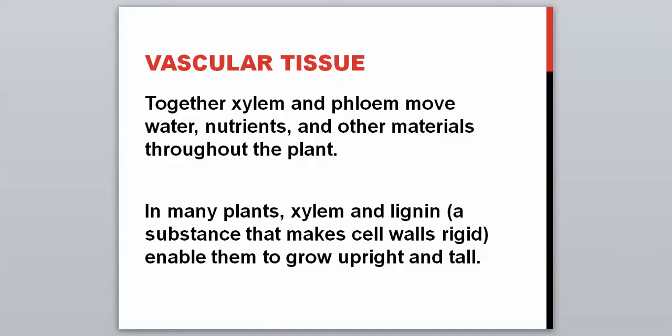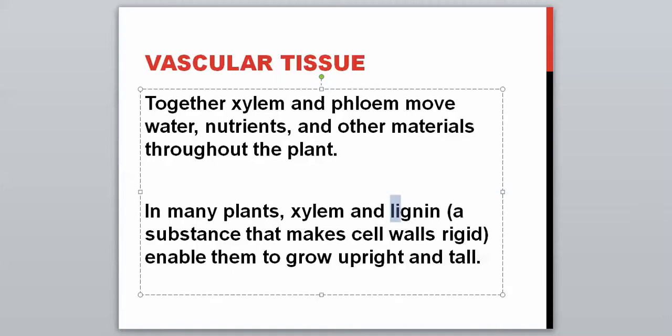And then in many plants, xylem and lignin, this is a new one here, lignin, is just something that's going to make a rigid cell wall, and that enables the plants to grow upright and tall. So xylem combined with lignin, which again is just a substance that makes cell walls rigid, enables them to grow upright and tall. Again, another advantage that the ferns have over the mosses. The mosses were restricted to lower parts of the ground, whereas the ferns can grow upward now.